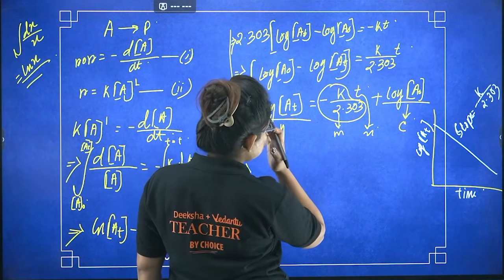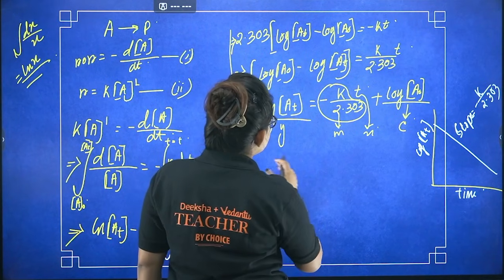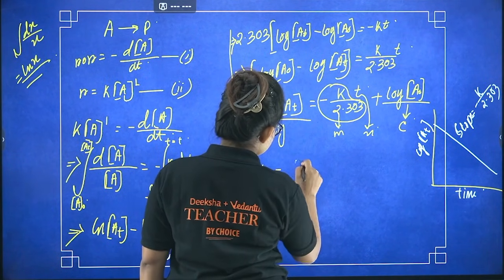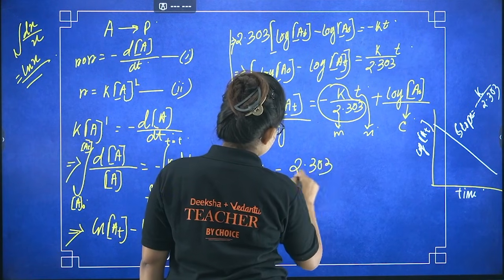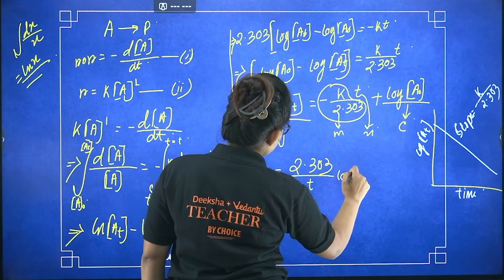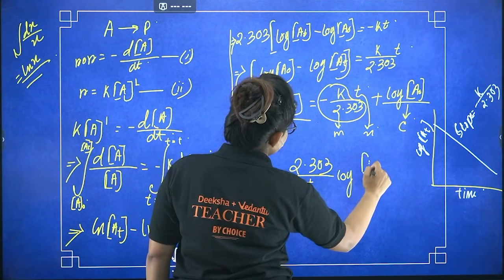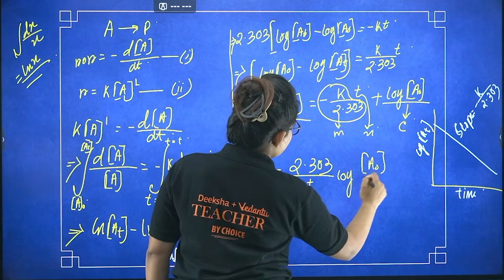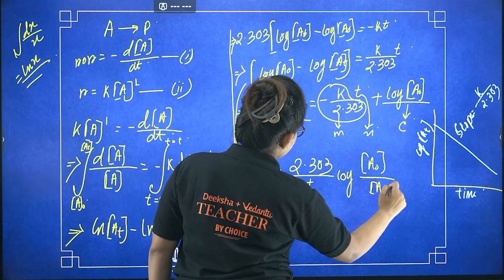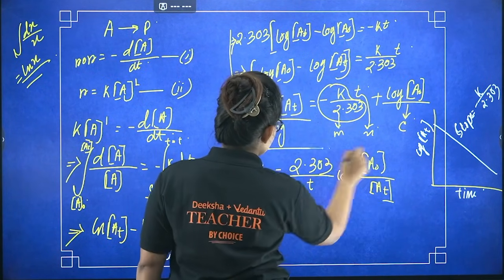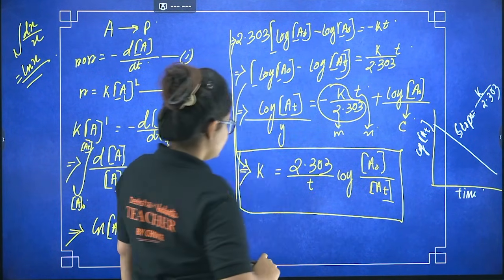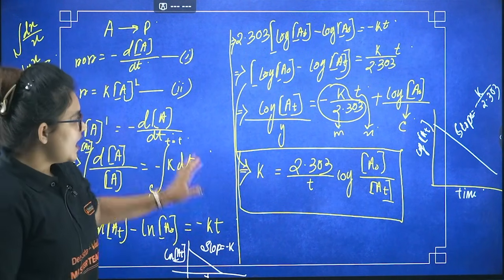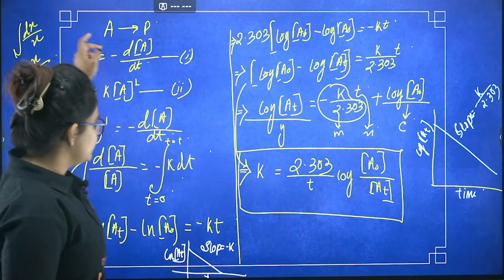Let's put them together. Okay, log term, let's put them together. So I can get something like K equals 2.303 by t log A0 by At. That's it. This is something that will help you to calculate the numerical problem. Okay, I guess I'm clear about it. Yeah, let's proceed.